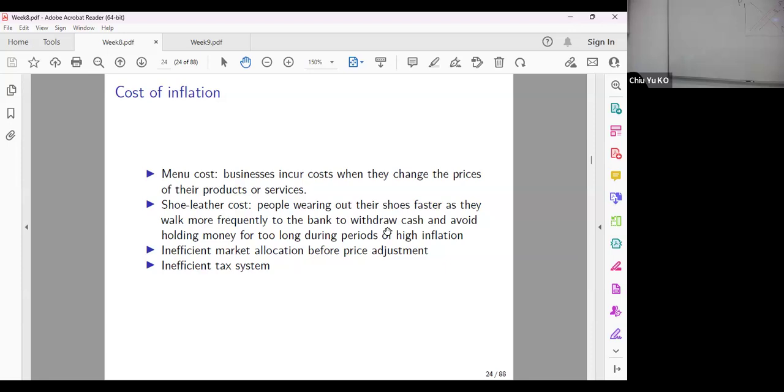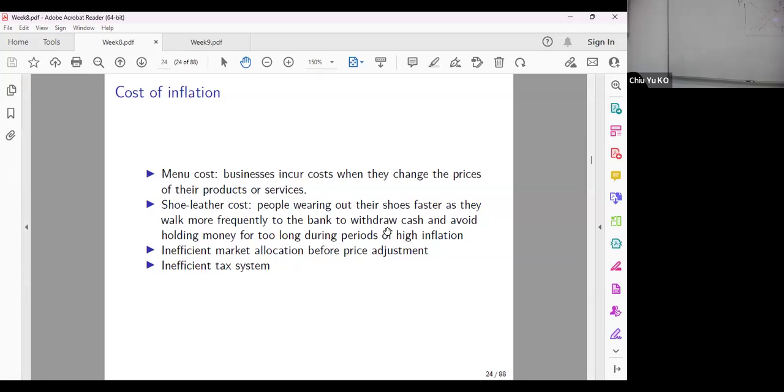And the other two costs are, before the price adjustment, the allocation is imperfect, right? Because people are not smart enough to figure out that actually the government is printing money, so they just do the wrong thing. And the other one is the tax system is wrong, because the tax system is very rigid, so you can't change things that easily when we respond to inflation. So these are the costs, and we can see they're really minimal, not really much.